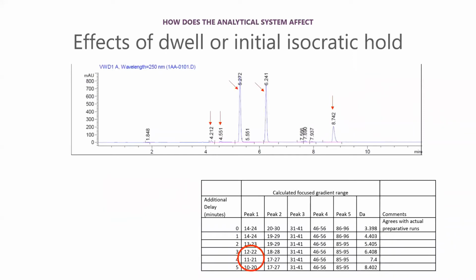As the gradient delay gets larger, the calculated gradient is a solvent composition with a lower concentration of B solvent. Peak 2 also sees deviation from the gradient that caused the desired retention as well.